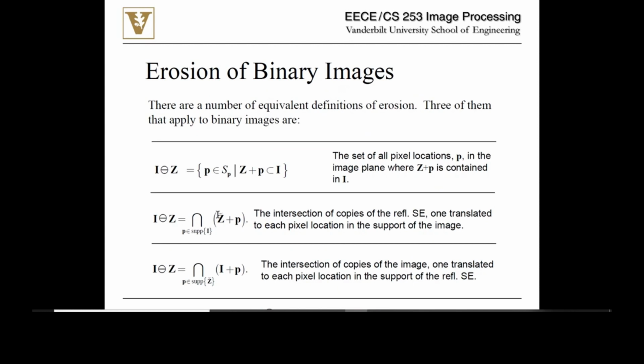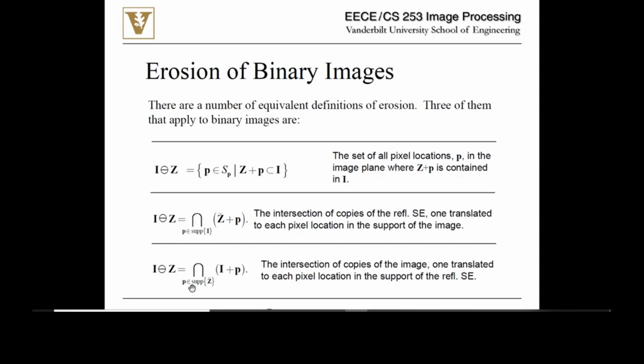And in the same way as we had before, I can express this definition in two other ways. So this is the first way. You go for all the pixels in the support of the image, and you compute the intersection of all your reflected kernels moved to that location. So you have a lot of these kernels located at the locations of the support of the image, and then you compute the intersection of all those sets.